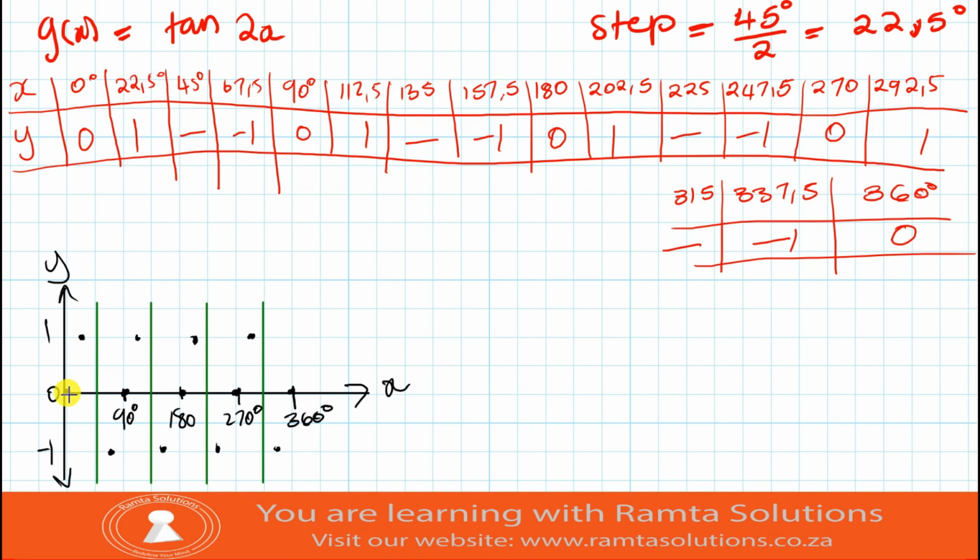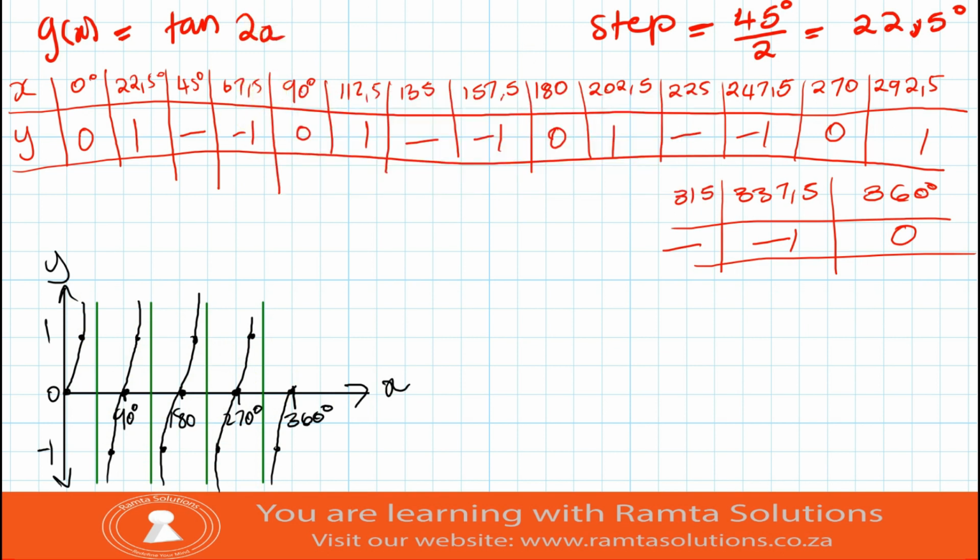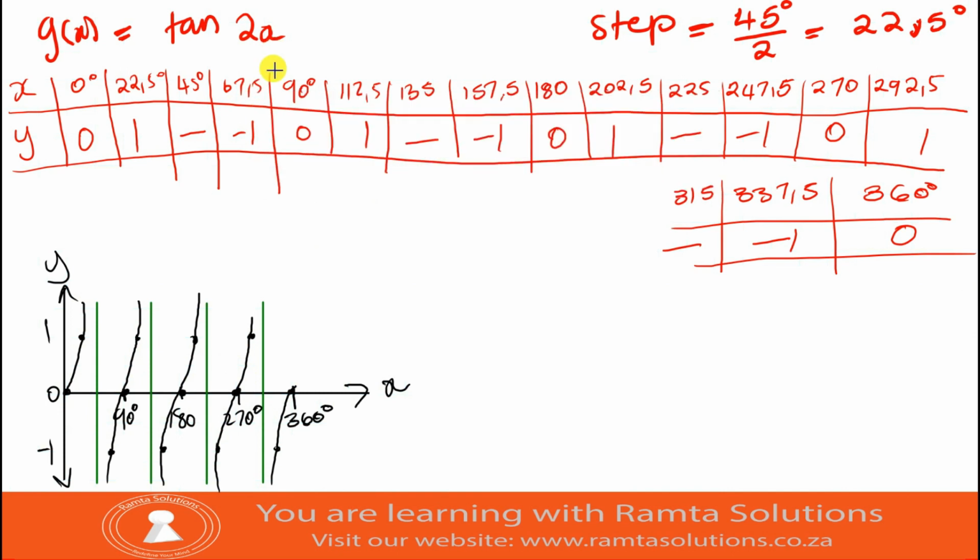Then we can join this. Okay, can you guys see that? So this is the graph. Let me remove this background. So this is the graph of g of x. Can you see that?